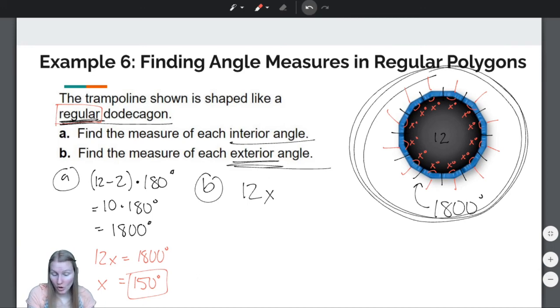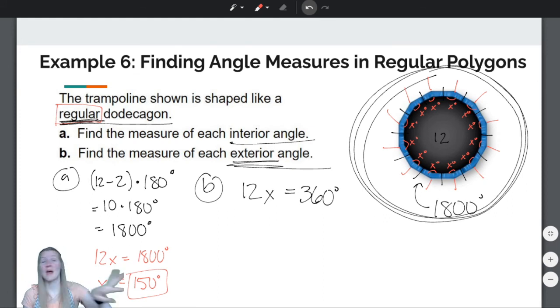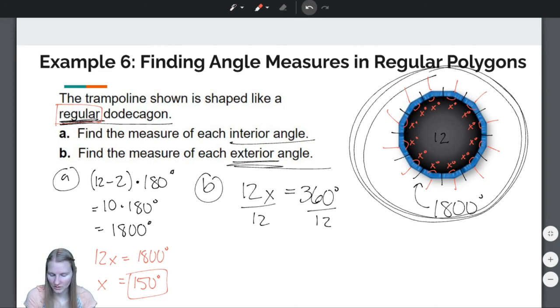And I know that all 12 of these together need to give me 360 degrees. The exterior angles, no matter what, add up to 360 degrees. So, if I divide 360 by 12, I get 30.